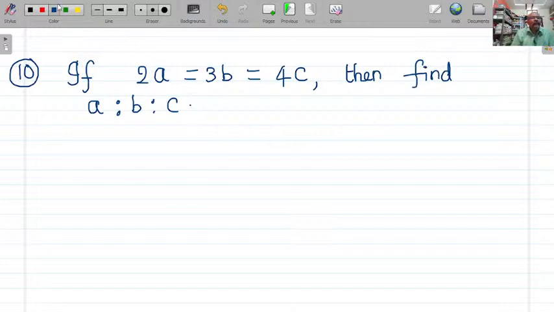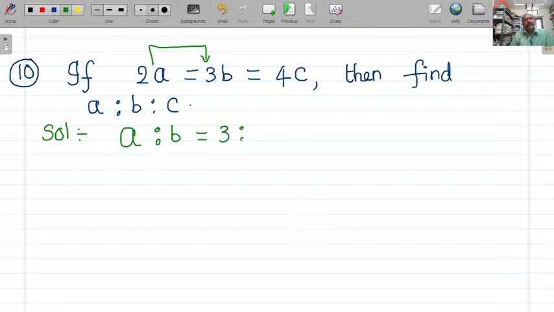Okay. So 2A is equal to 3B. Check these two. Now with the help of this we can write it directly. We can write A is to B is equal to 3 is to 2. Clear? Now check these two. 3B is equal to 4C. So B is to C is equal to, we can write 4 is to 3.